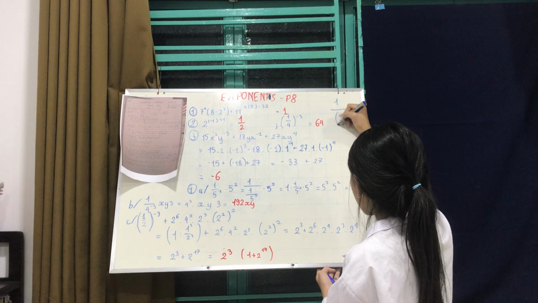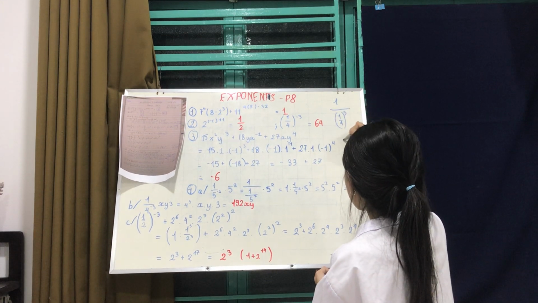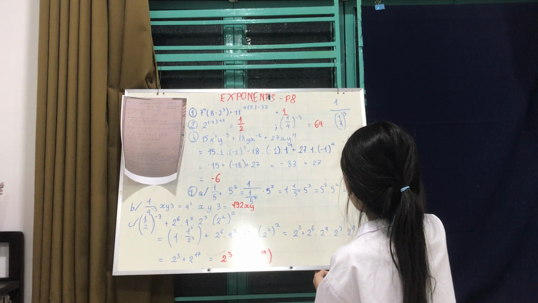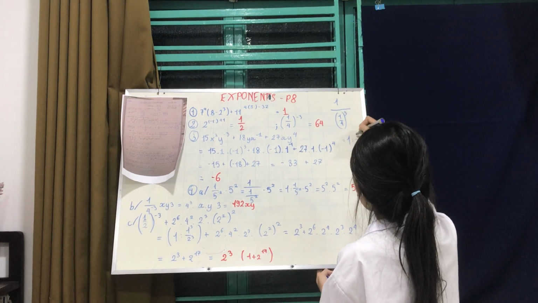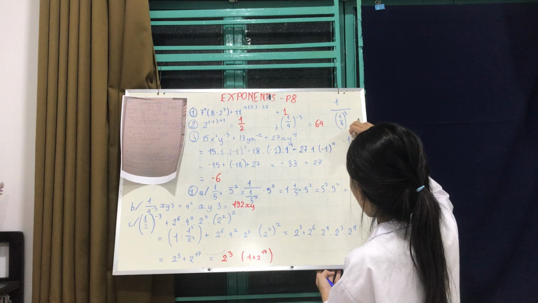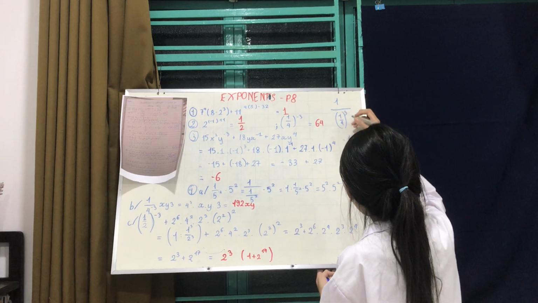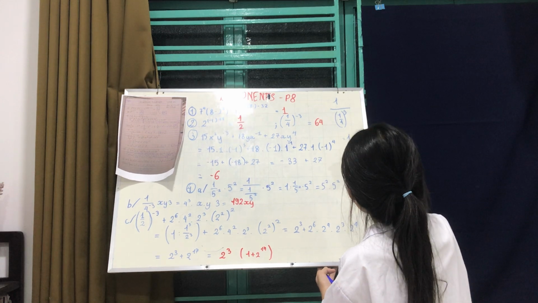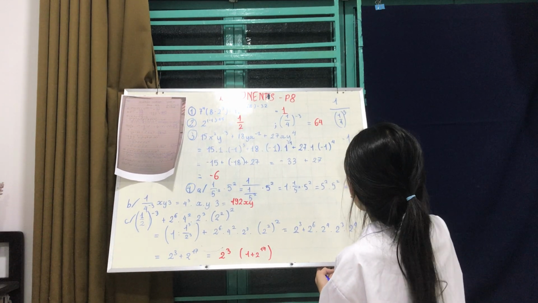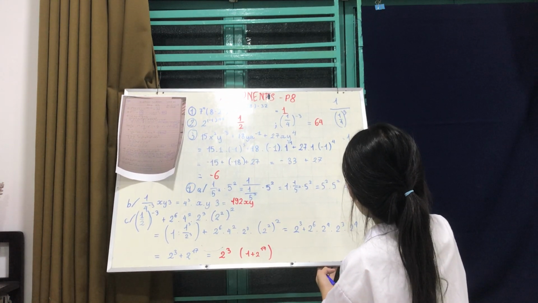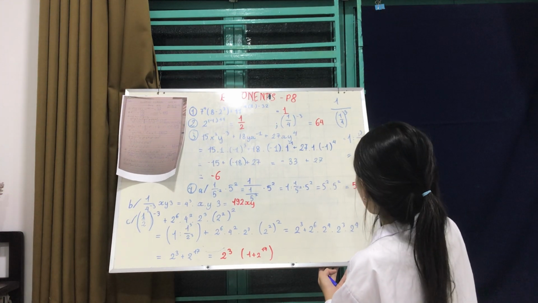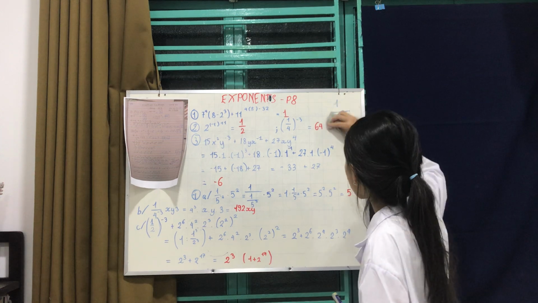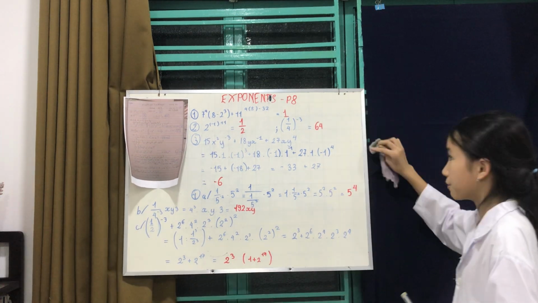And this will equal 1 divided by 1/4 to the power of 3, which will equal 1 times 4 to the power of 3, and 4 to the power of 3 will equal 64. And that is my answer for problem number 2.